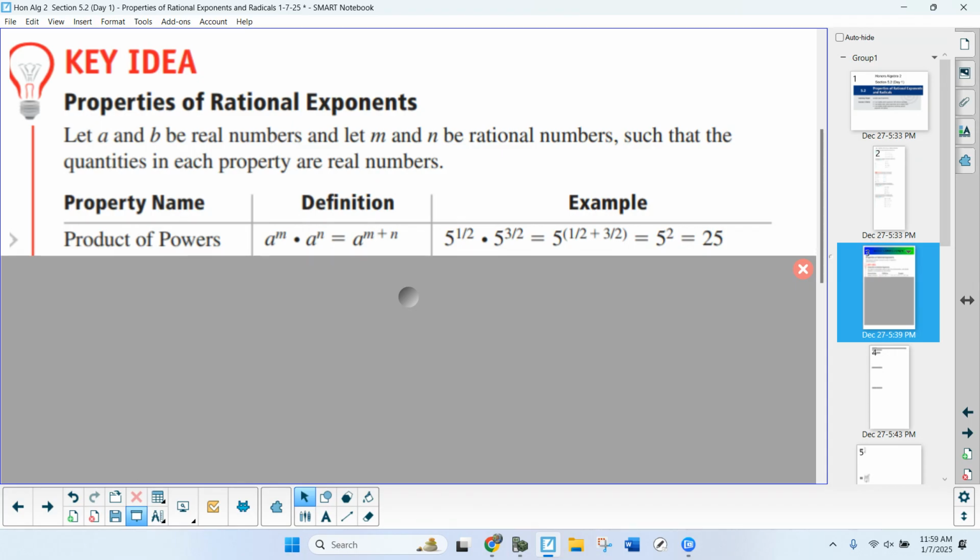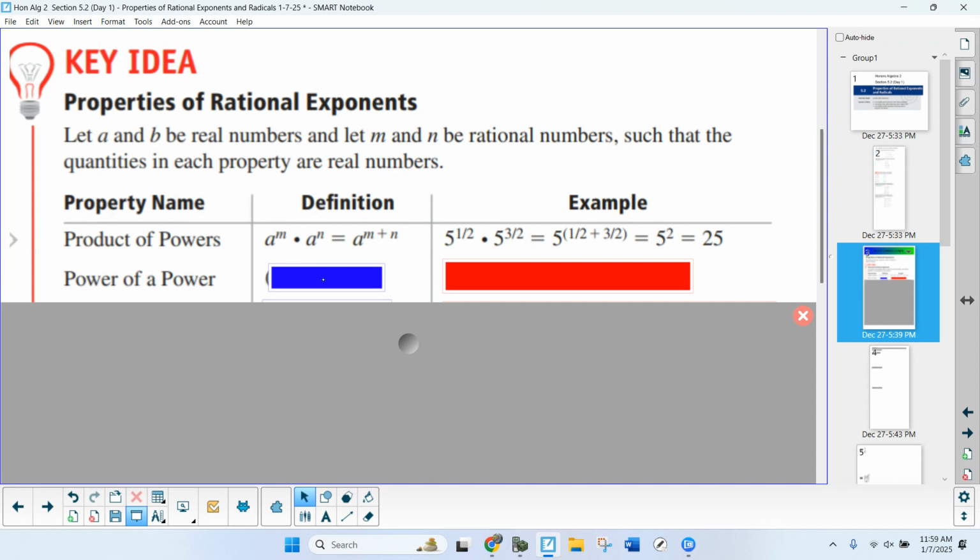So we did these in Algebra 1, but we just had 5 to the 2nd times 5 to the 3rd. Now you have 5 to the 1/2 times 5 to the 3/2. So you have fractions. Add the fractions. Adding fractions, you have to have common denominators. Okay? Are you guys good there? Because I know you're copying, so I want to make sure I give you enough room.